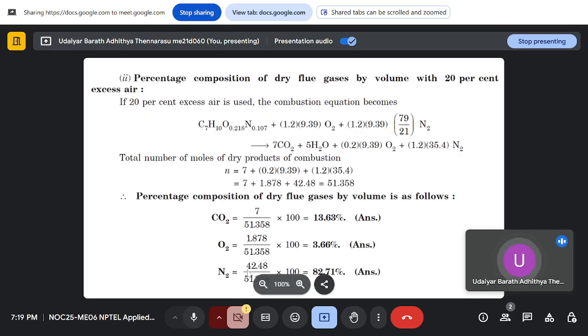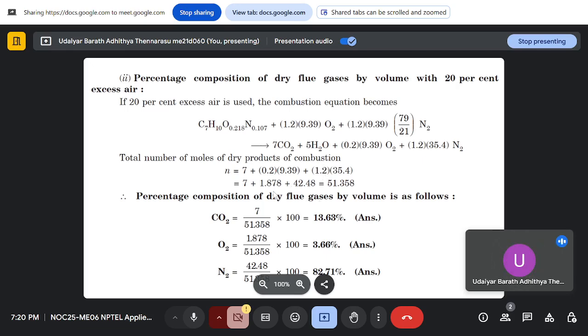So the percentage composition of dry flue gas by volume with 20% excess air is, so same 9.39 into 1.2. So we'll have some extra oxygen and nitrogen, which is 0.2 into 9.39 of oxygen, and 1.2 into 9.39 into 3.76 of nitrogen. So the number of moles of dry products is 7 moles of CO2 plus 0.2 into 9.39 of oxygen and 1.2 into 35.4 of nitrogen, which comes out to be 51.358.